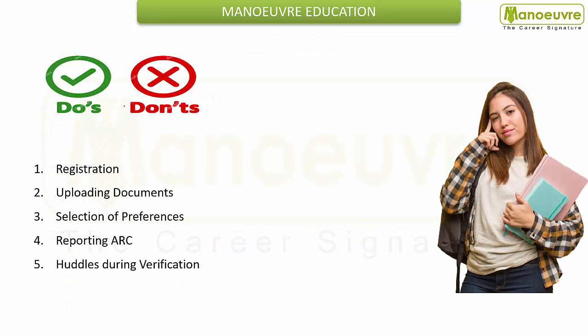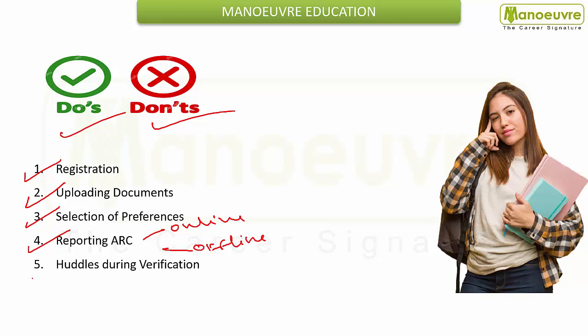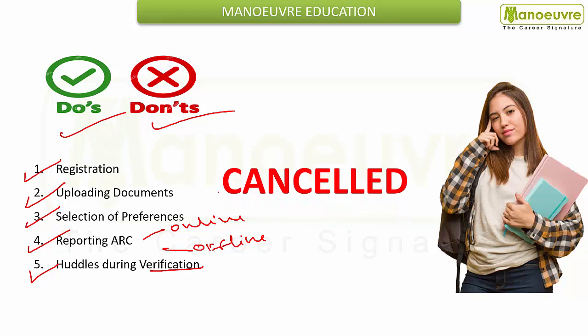And friends, remember all the do's and don'ts. Keep in mind all the important stages. Don't make mistakes during the registration process, while uploading the documents, selection of preferences, reporting to ARC either online or offline. And very important, don't create hurdles during verification. So guys, avoid all these mistakes, and if you repeat one of these mistakes in the CAP round, then your admission will be cancelled. So fill the form for the workshop, get all your doubts cleared.